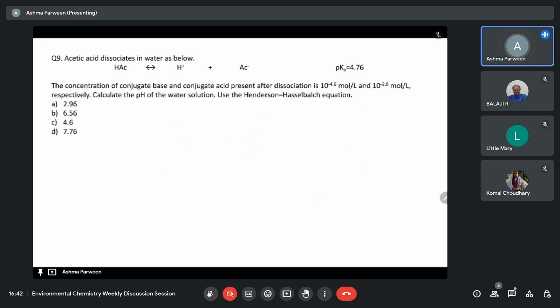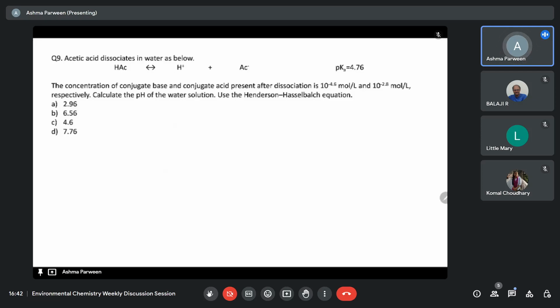We have been given that acetic acid dissociates in water as below. We have been given the pKa value for this dissociation. The concentrations of the conjugate base and conjugate acid present after dissociation are given. Calculate the pH of the water solution.